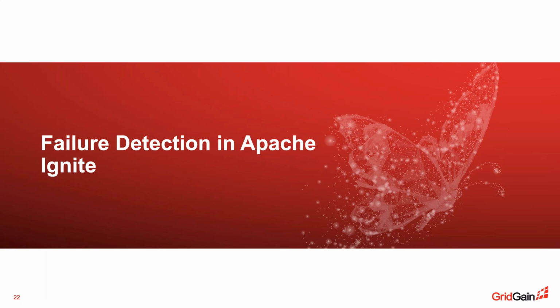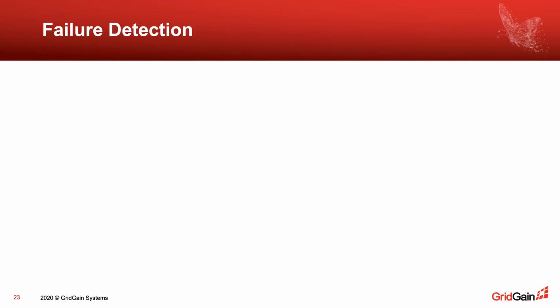And next, let's talk about our last function that we defined at the start, the failure detection. Let's talk about how failure detection works on the network level in Apache Ignite. And first, let's just talk about what failure detection means for a distributed cluster.